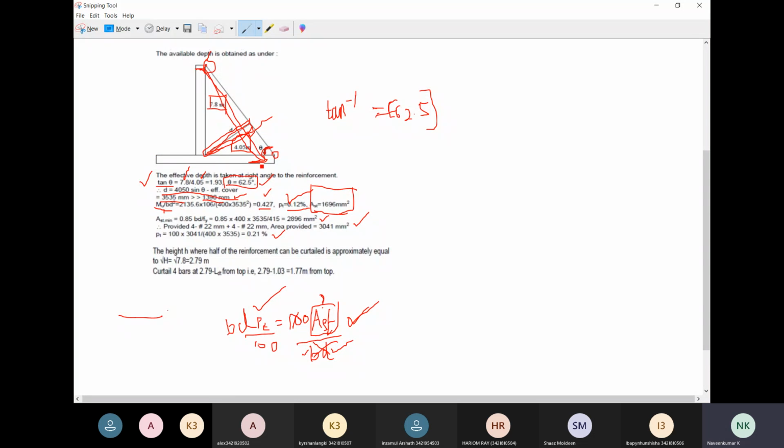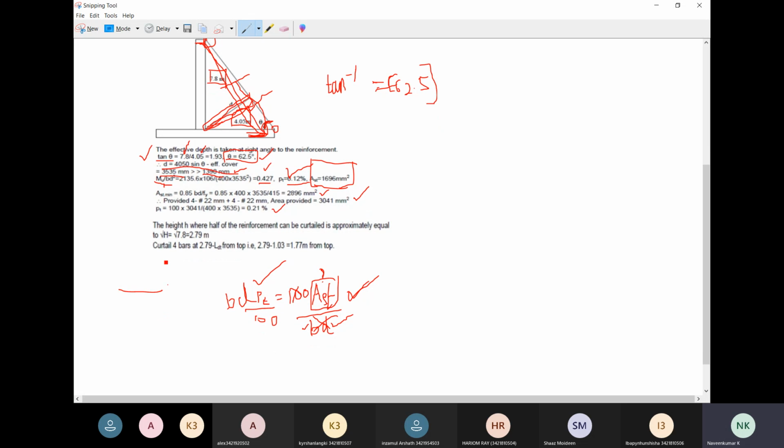On the other direction only half of the curtailment is provided. In a similar way, it will start from here and it will go to the other direction, up to a certain length. Up to which length can you go for the curtailment? Root of h, that is root of the overall height of the stem. The overall height of the stem is 7.8. Root of 7.8 is 2.79 meters. So from the bottom up to 2.79 meters, you can provide the reinforcement. So that is the curtailment reinforcement.